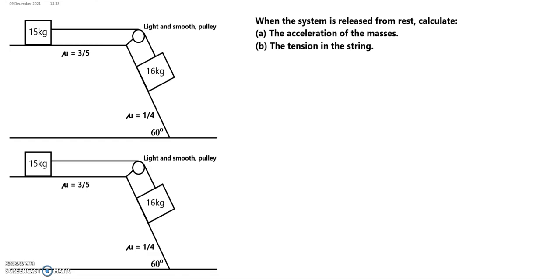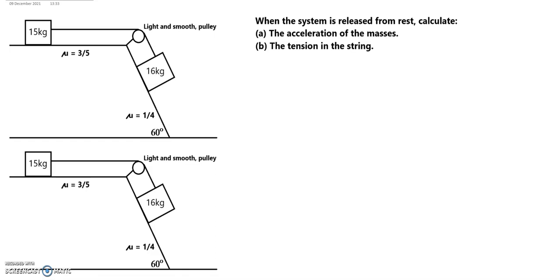In this mechanics video we have a 15 kilogram mass initially at rest on a rough horizontal surface of coefficient of friction 3/5. This 15 kilogram mass is connected by a light inextensible string over a light smooth pulley to a 16 kilogram mass which is initially at rest on an inclined slope at 60 degrees to the horizontal, and the coefficient of friction of the inclined slope or plane is 1/4.